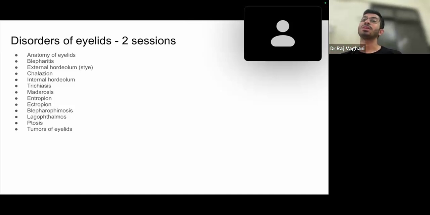Then we'll study blepharitis, external hordeolum, which is also known as stye, chalazion, internal hordeolum, trichiasis, madarosis, entropion, ectropion. These are all the topics that we'll be dealing with. This may sound a little confusing or a little hard, but I make sure that this will be a piece of cake for you when we study this disease. You will understand it completely, such that you will be able to write about it and will know about these things when these questions come in exams.